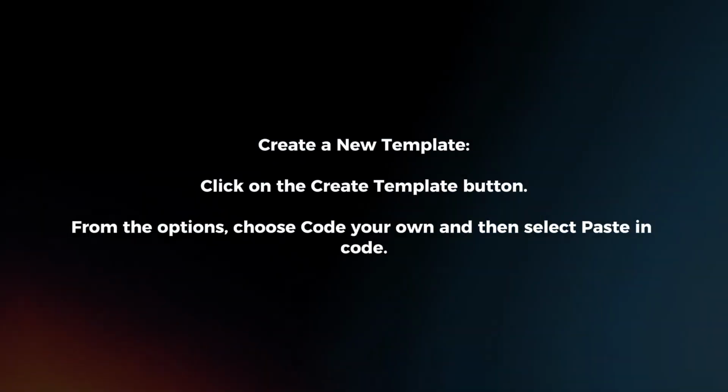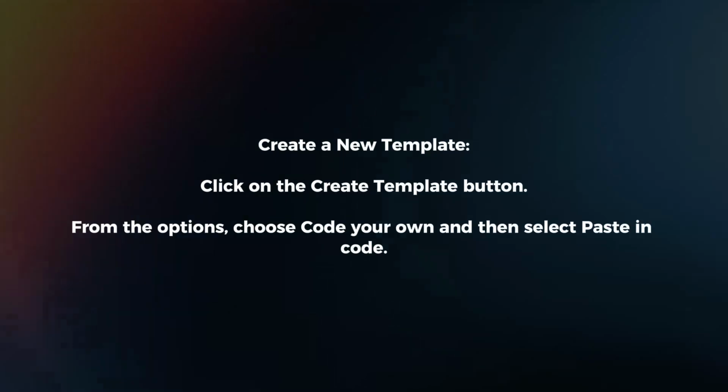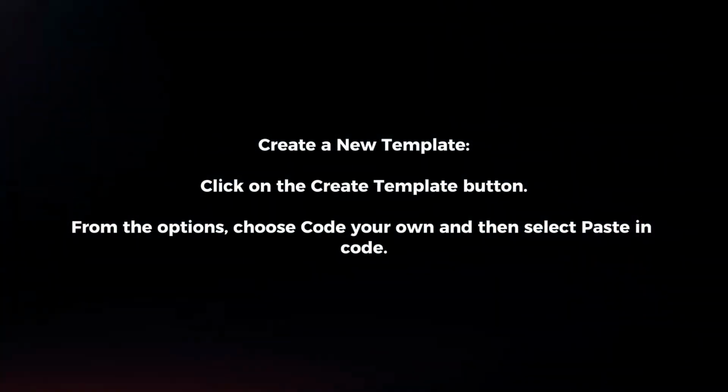Create a new template. Click on the Create Template button. From the options, choose Code Your Own and then select Pasting Code.